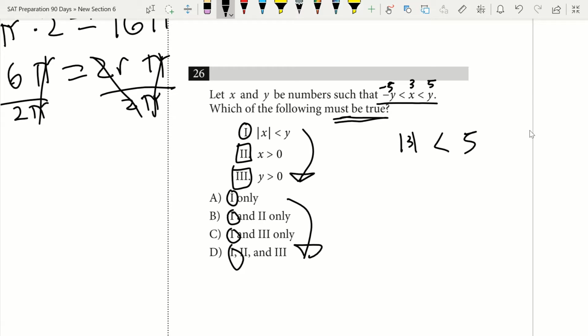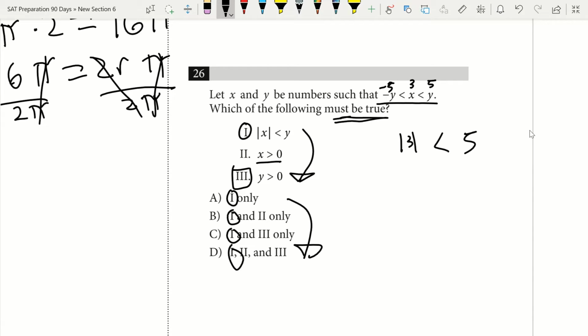All right, number 2. So we have x greater than 0. Well, no, we see that 3 is not greater than 0... Hang on a minute, I totally just misspoke there. X is greater than 0. Can x be greater than 0? Yes. Does it have to be? No.